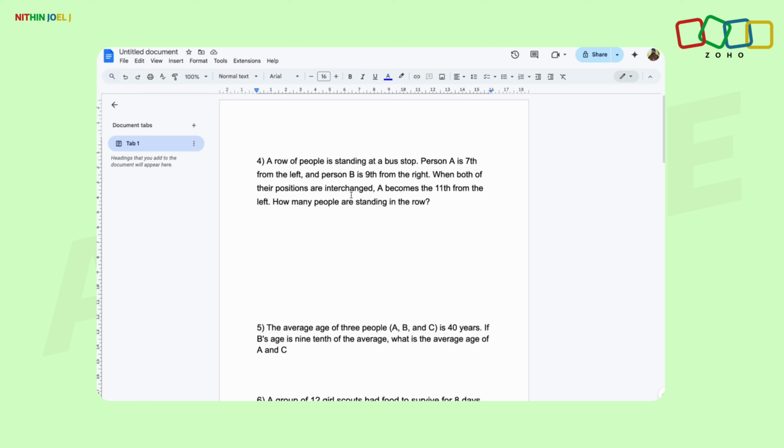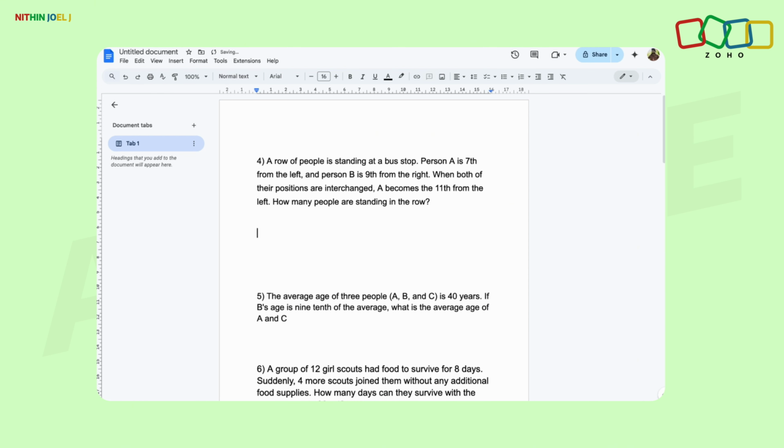So how to solve this? This is simple. Who is common in both the statements? A is common, right? So we will just look into person A alone. In the first case, A is in 7th position from left and person B is in 9th from right. Since A and B got exchanged, initially B is in 9th from right. So 9th position plus, after exchanging, A becomes the 11th position from left. So 9 plus 11 is equal to 20.